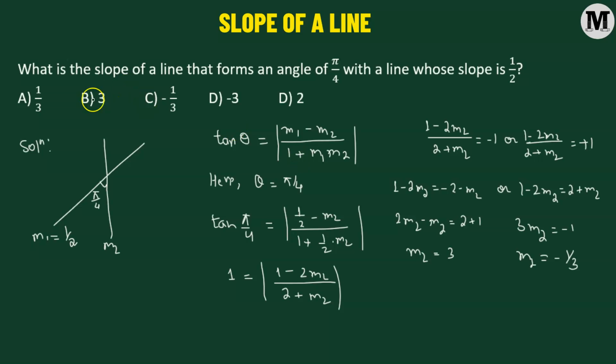So there are two possibilities. The slope could be either 3 or -1 over 3. In both of these cases, the line is going to make an angle of pi over 4 with another line having a slope of 1/2.